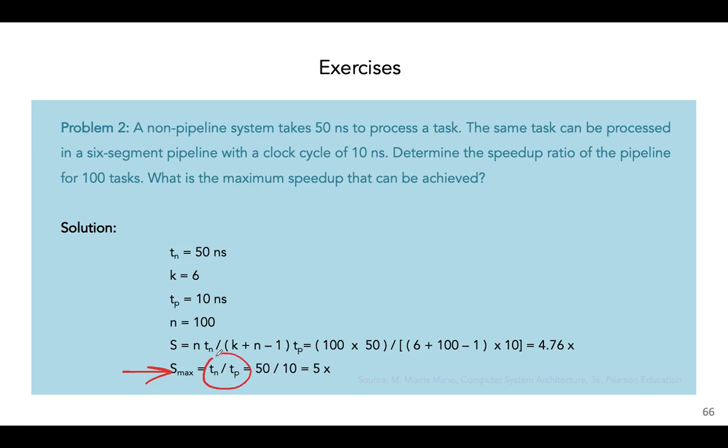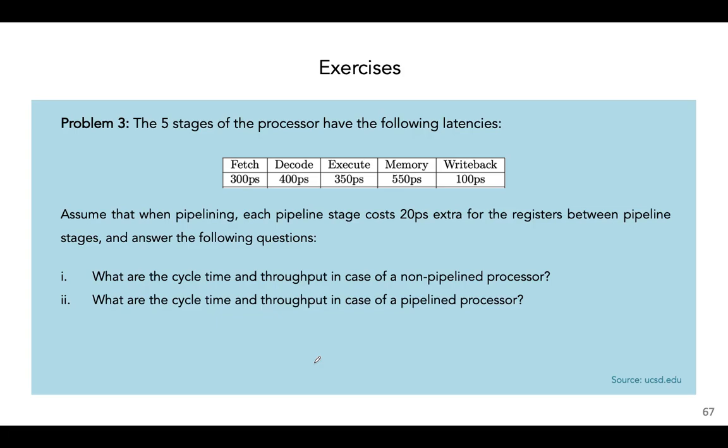Again, it was discussed previously, and this is simple enough. You get 5. So the maximum speedup that you can achieve by using this type of pipeline with this type of clock cycle is 5 times. That is the maximum you can. This is the real value, and this is your maximum value. Okay, so this is how you solve these kinds of problems.